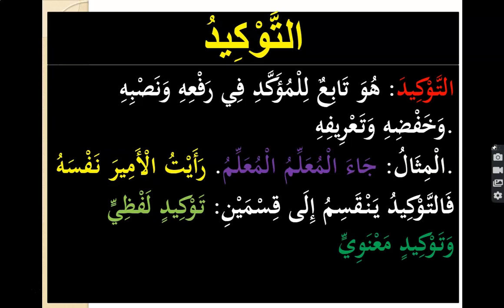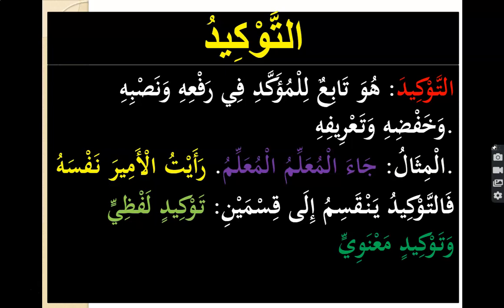Any name that follows the name that has been emphasized on is referred to as tawkid. So the name before it is the mu'akkad. You say, wa huwa mu'akkad, from akkada, yu'akkidu, ta'akkidan. Mu'akkidun, mu'akkadun. Huwa tabi'un lil mu'akkid. It is a name that follows the name that has been emphasized on.